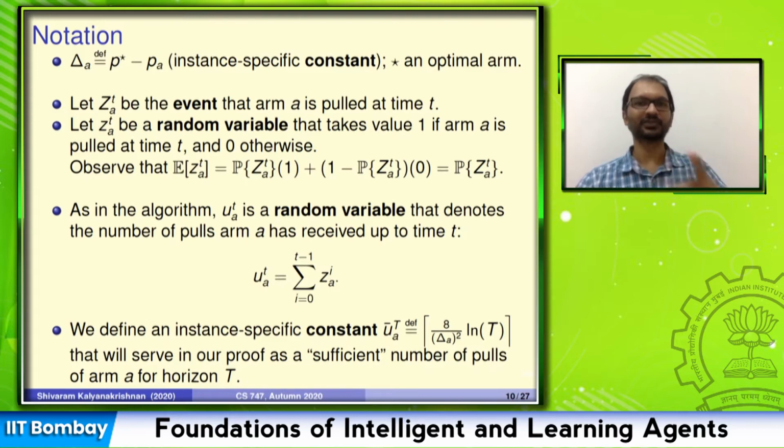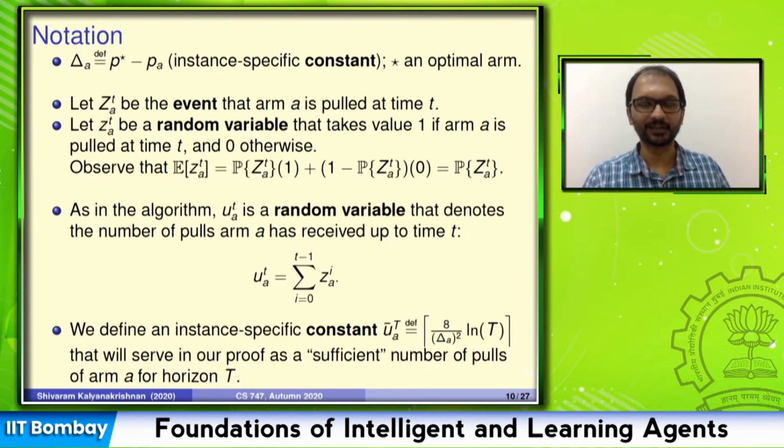And of course, you should not get confused. The fact that there is a well-defined capital delta A and U bar TA does not mean that the algorithm knows what these are. These are things that we are using in our analysis. The algorithm itself will do what it does. It looks at history and decides which arm to pull.